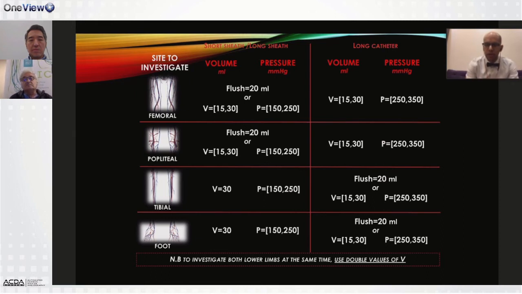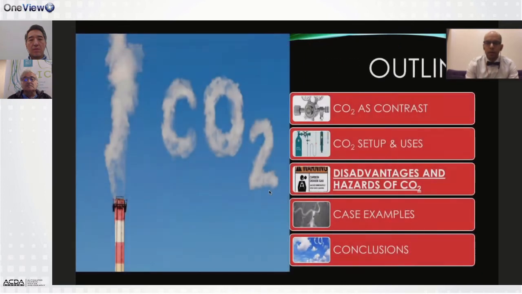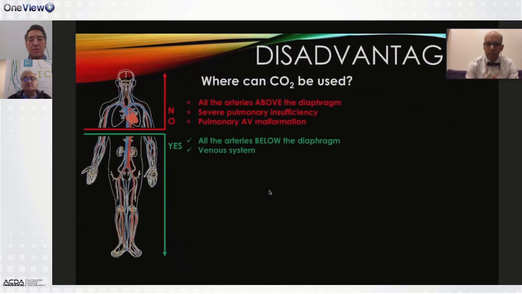So you have a long catheter. If you're using a micro catheter, if you're using a 4 French versus 5 French, you need higher pressures. Otherwise, the machine will not inject. So disadvantages, I think we'll jump this because we talked about this in terms of pain.